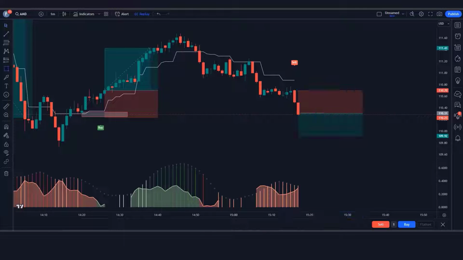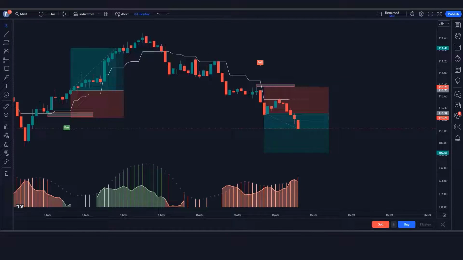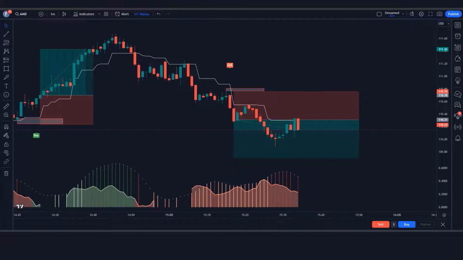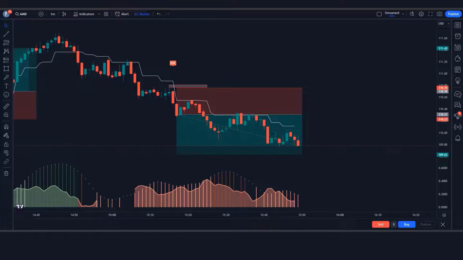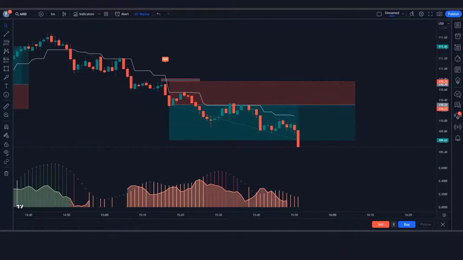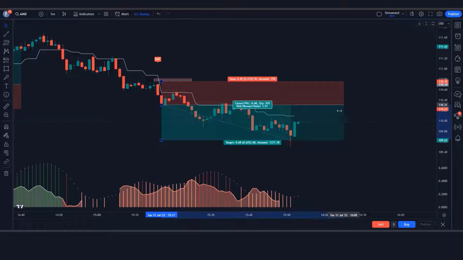Our stop loss is to be placed at the high of the previous market. And the risk to reward ratio will be 1:1.5. Let's see what happens to our trade. We have won the trade. Let's find the next trade.